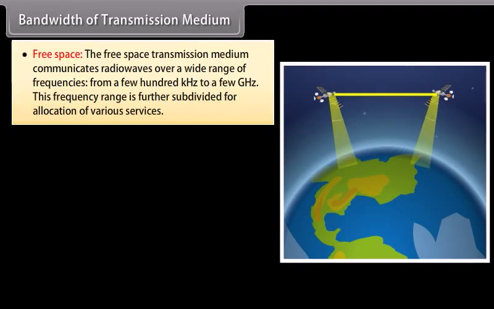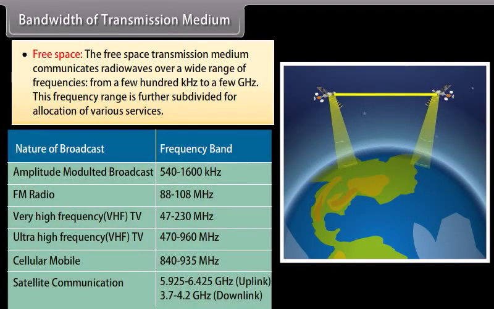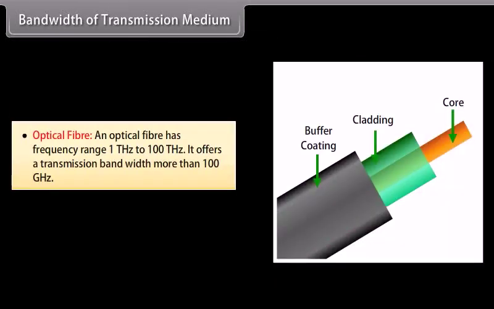Free space. The free space transmission medium communicates radio waves over wide range of frequencies, from a few hundred kHz to a few GHz. This frequency range is further subdivided for allocation of various services. Optical fiber. An optical fiber has frequency range 1 THz to 100 THz. It offers a transmission bandwidth more than 100 GHz.